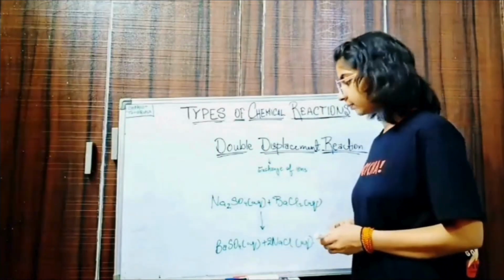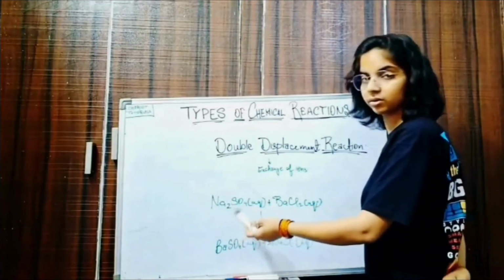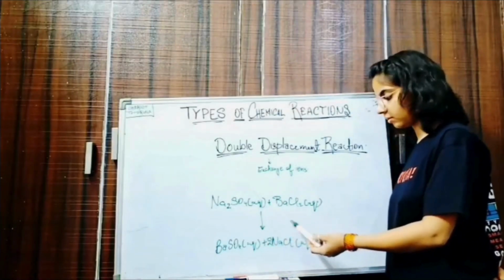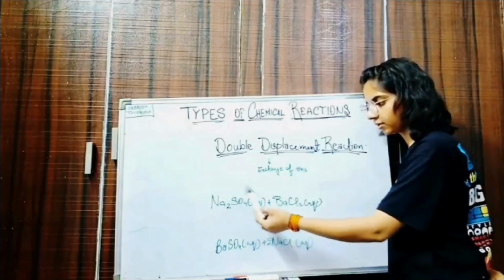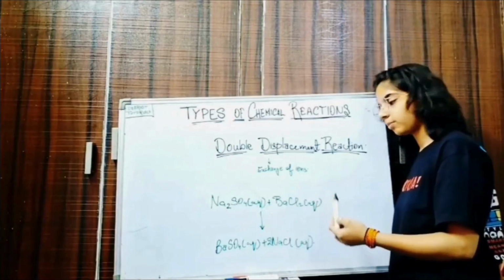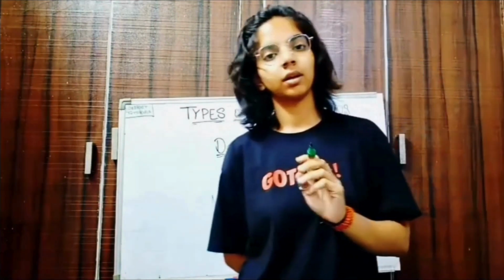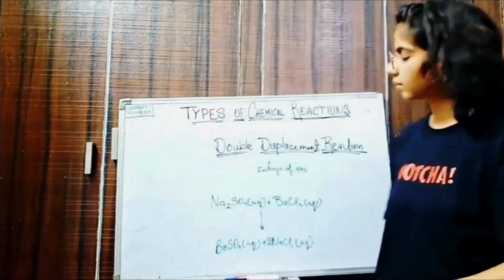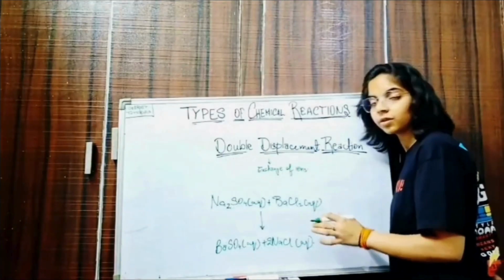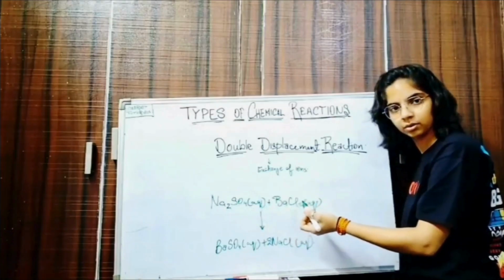Like here is an example. What will happen? We have taken sodium sulfate, Na₂SO₄, plus BaCl₂, barium chloride salt. An aqueous solution of sodium sulfate and an aqueous solution of barium chloride. Right? So what will happen? See, here is the example of a double displacement reaction. We have taken an aqueous solution of sodium sulfate salt and barium chloride salt.